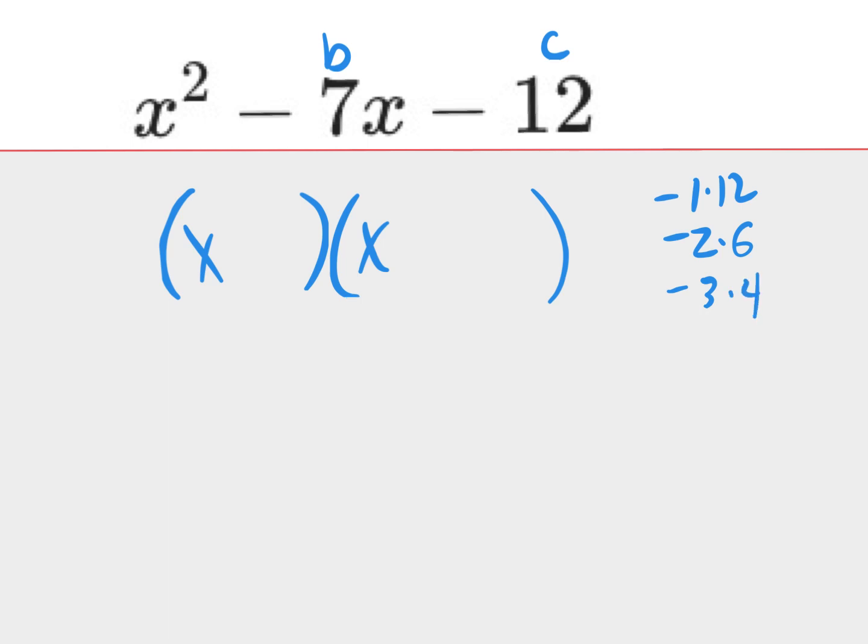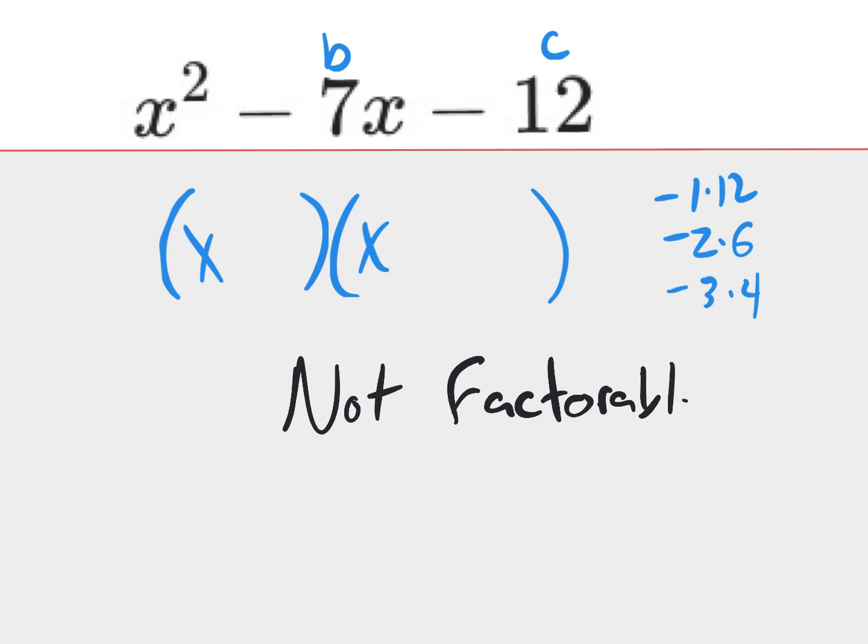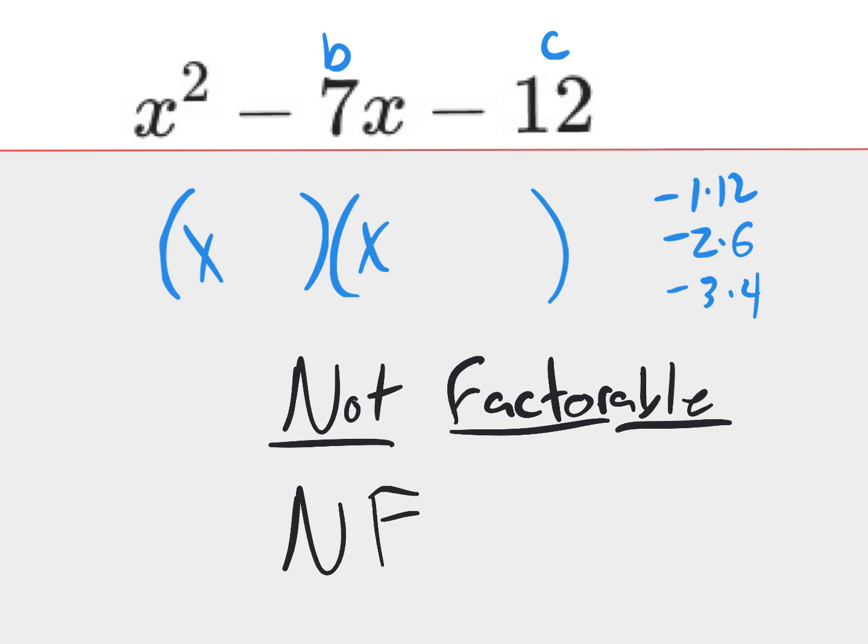Negative 1 times 12, negative 2 times 6, negative 3 times 4. Now, which of those pair of numbers combines together to give you the middle value, negative 7? Well, negative 3 plus 4 is 1, not negative 7. That didn't work. 6 minus 2 is 4, not negative 7. That didn't work. 12 minus 1 is 11. That's not 11. So it doesn't work. You cannot factor it. And when you cannot factor something, you simply say not factorable. That means that you are not able to factor it, okay? So you could just type in NF and you're good.